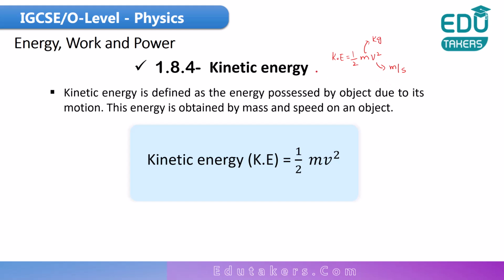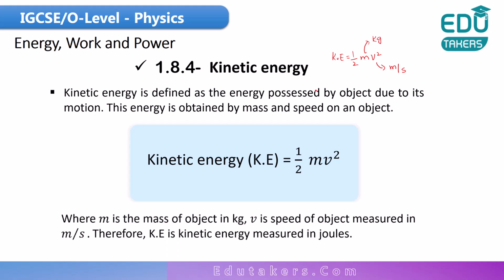What would be the unit of the kinetic energy? As kinetic energy is a form of energy and energy is measured in joule, it means that the unit of kinetic energy is also the joule. So the mass is measured in kilogram and the speed is measured in meter per second. Therefore, the kinetic energy is measured in joules. This is the unit for the measurement of kinetic energy.